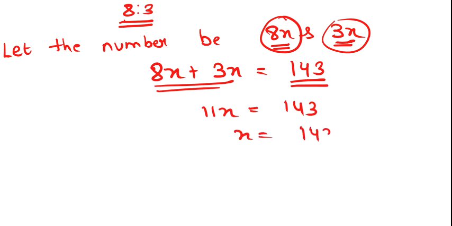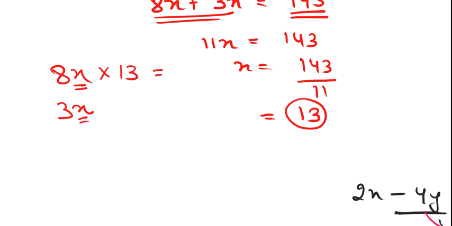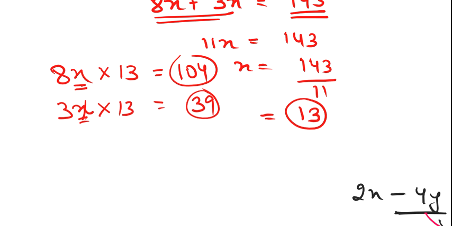x is equal to 143 divided by 11. So what is the value of x? The value of x is 13. But we need to find the numbers. The numbers are 8x and 3x, and the value of x is 13, so we multiply with 13. What will we get? 13 times 8 is 104, and in place of x we write 13, so 13 times 3 is 39. So these two are the numbers, 104 and 39. If you add those two numbers, you will get 143. Clear?